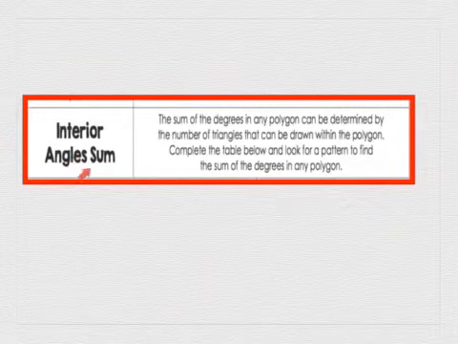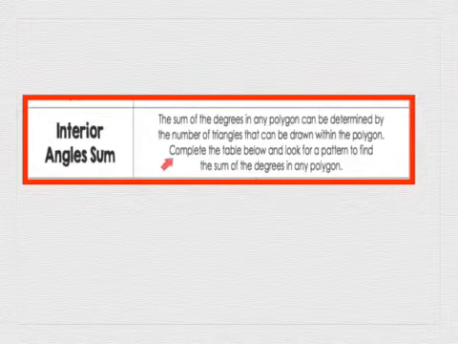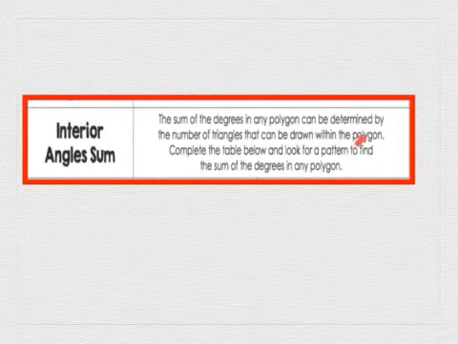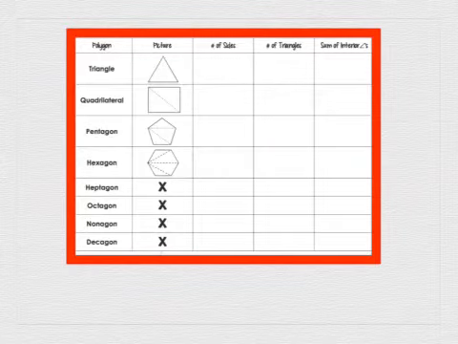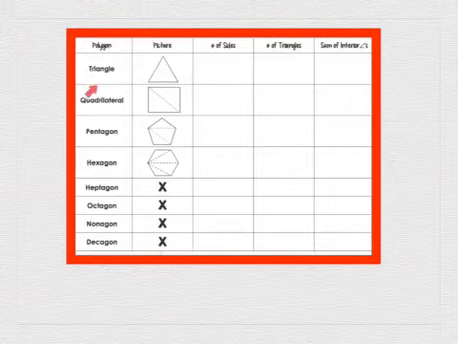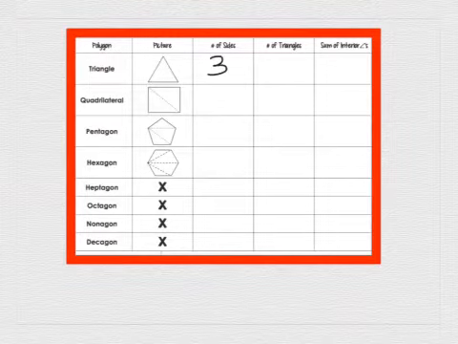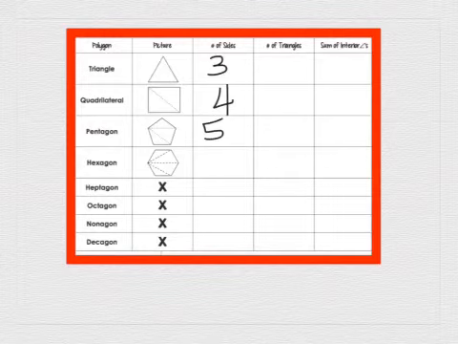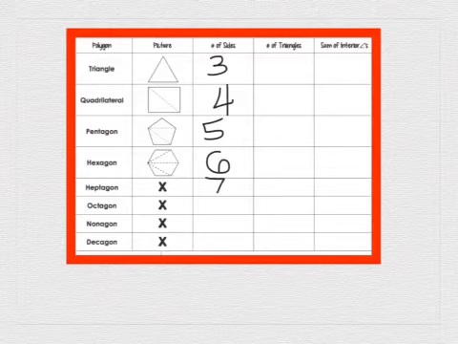Interior angles sum. We will be able to find the interior angles of any polygon. Make sure you know the names of all the polygons and the number of sides for each. So a triangle has 3 sides. Quadrilateral has 4. Pentagon 5. Hexagon 6. Heptagon 7. Octagon 8. Nonagon 9. And decagon 10.